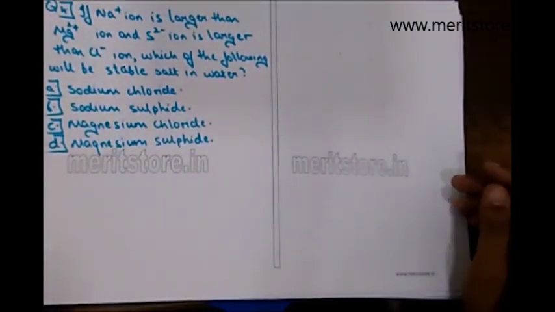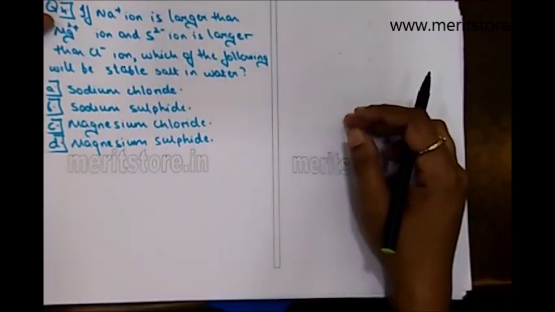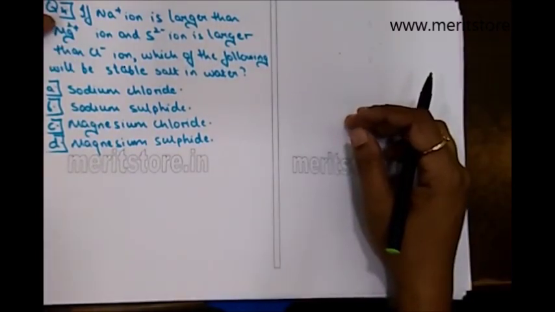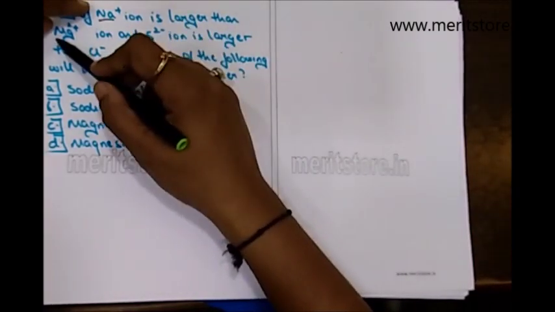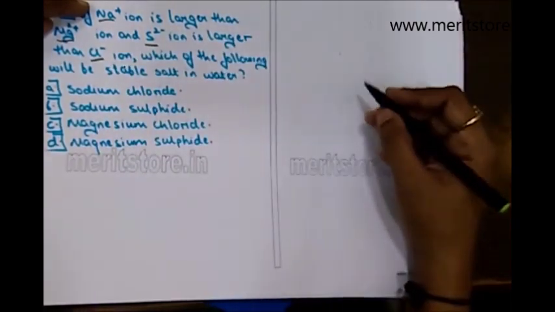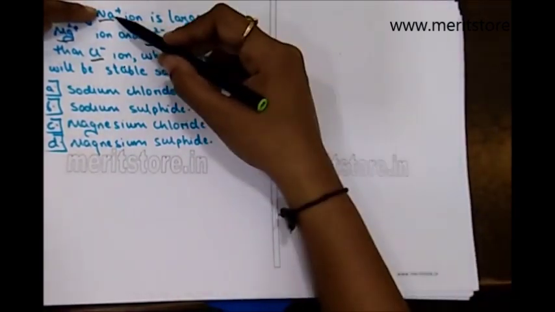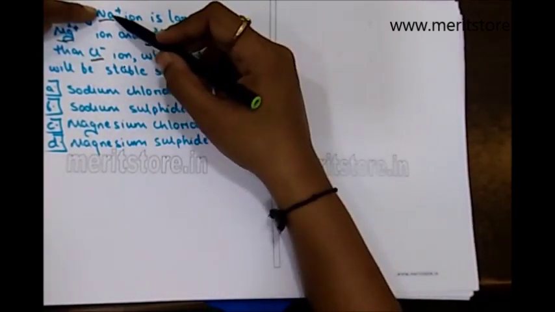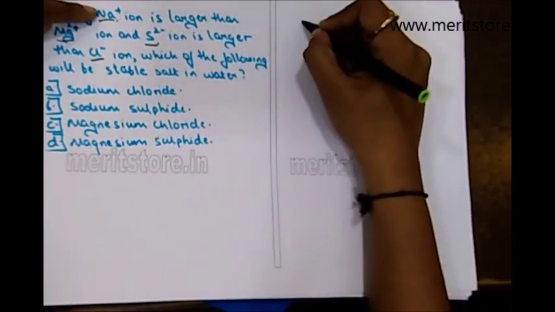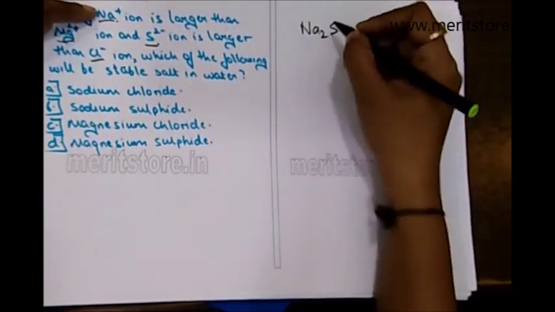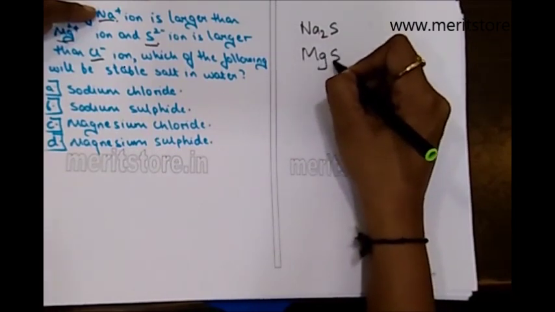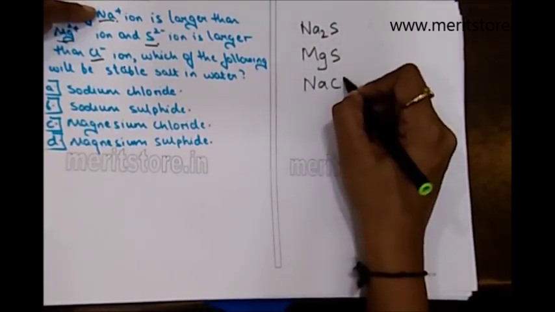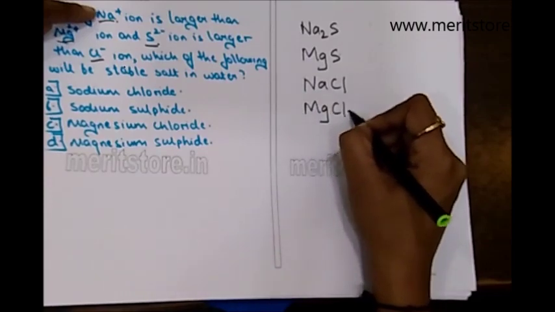Question number 4 is if Na plus is larger than Mg2 plus ion and S2 minus ion is larger than Cl minus ion, which of the following will be stable salt in water? Now if you combine this, we have 2 cations here and the 2 anions here. Let us talk about various combination. If the sodium combines with sulfur, sodium has 1 valency, sulfur has 2, we can get a compound Na2S. Then we can have a compound MgS, we can have a compound NaCl and we can have a compound MgCl2.